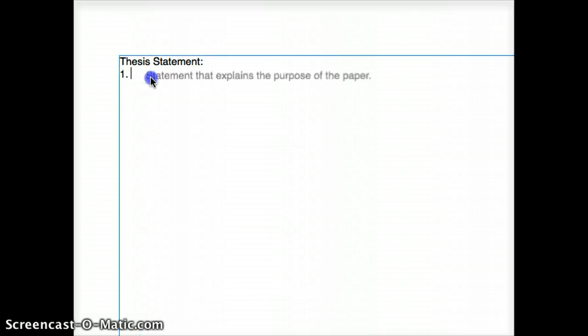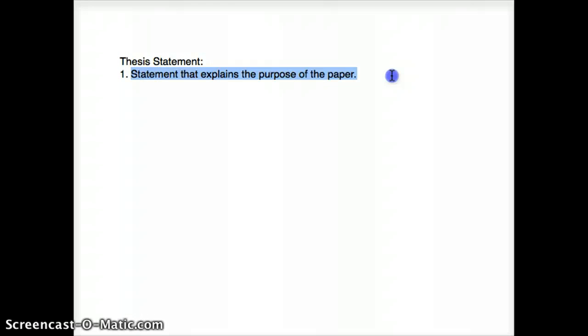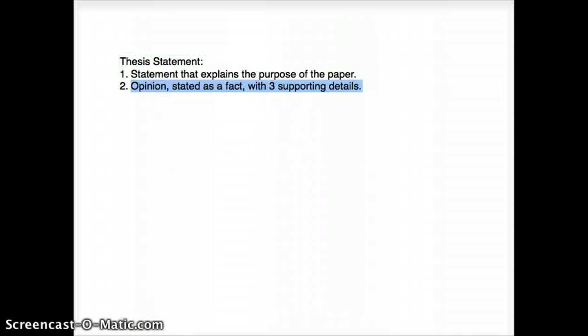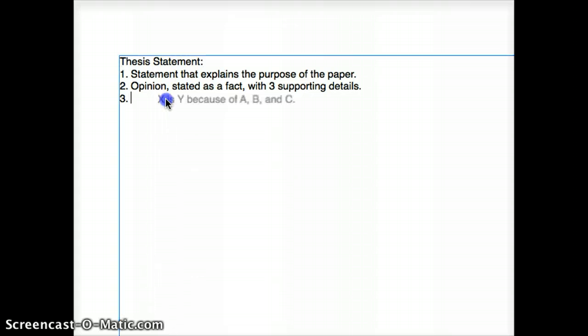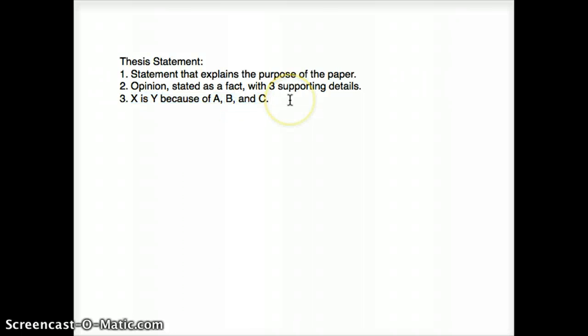The first one is that a thesis statement is a statement that explains the purpose of a paper. That's basically what I had just stated in my previous definition. The second definition that we use in my class is that it is an opinion stated as a fact with three supporting details. And the third definition is more algebraic, which we'll talk about later when we format the five paragraph paper. And what it is: X is Y because of A, B, and C.